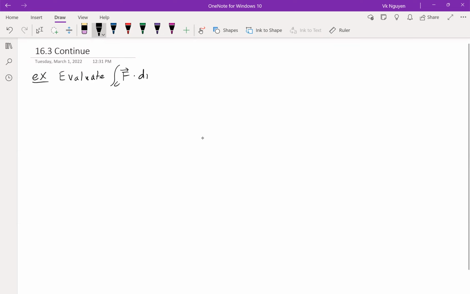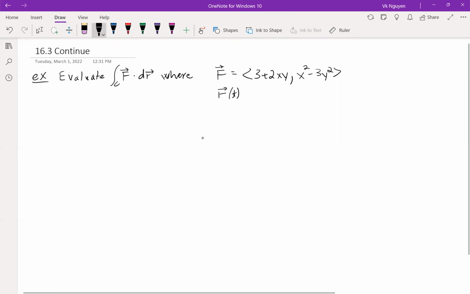the integral of F dot dr, where this is the vector field F: 3 plus 2xy, x squared minus 3y squared, and this is the curve C, parameterized by this.